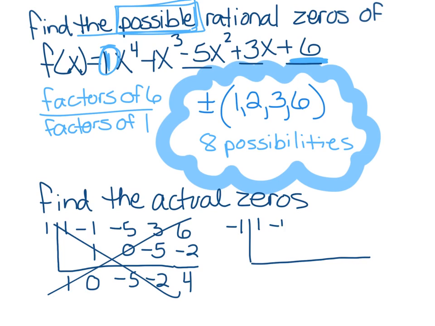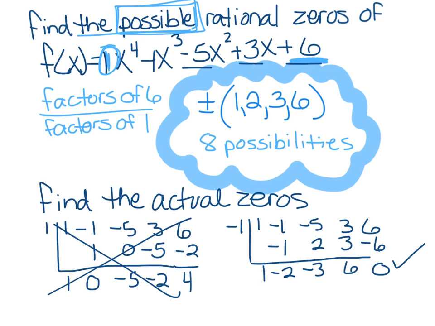Into 1, negative 1, negative 5, 3, and 6. Bring down the 1. Negative 1 times 1 is negative 1, plus negative 1 is negative 2, times negative 1 is 2, minus 5 is negative 3, times negative 1 is 3, plus 3 is 6, times negative 1 is negative 6, plus 6 is 0. Yay. So we know one of the zeros now. We've actually factored this down a step.